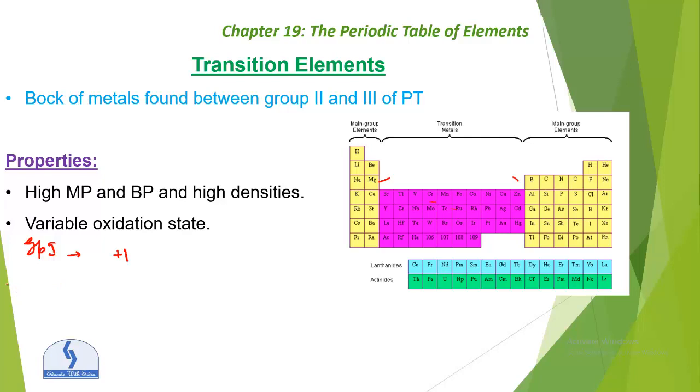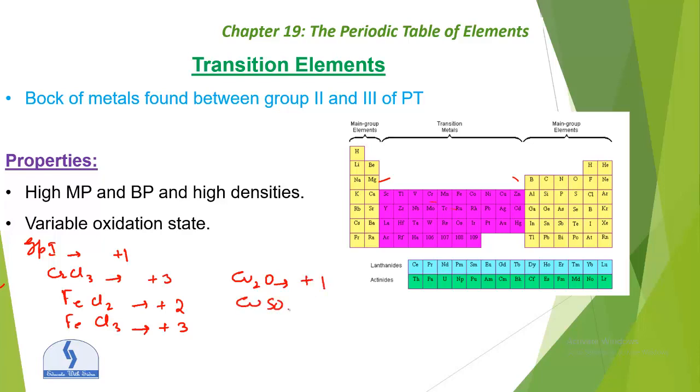For example, if you are talking about CrCl3, chromium chloride, right? The chromium has an oxidation state of +3, right? If you are talking about iron, FeCl2, iron also forms FeCl3. So here in FeCl2 the iron has an oxidation state of +2, and in FeCl3 the oxidation state of iron is +3, right? If you are talking about copper, in Cu2O the copper has an oxidation state of +1, and in CuSO4, copper sulfate, the copper has an oxidation state of +2, right?